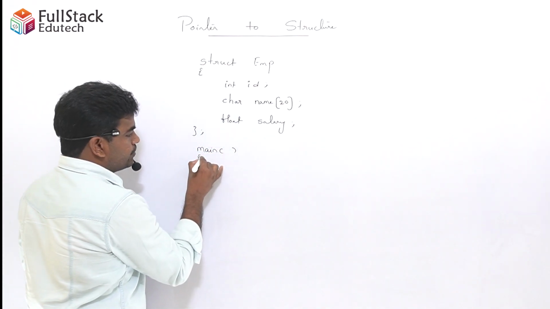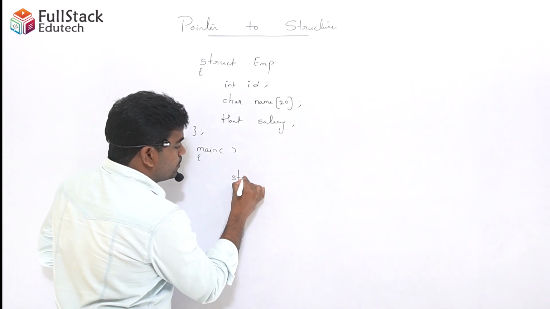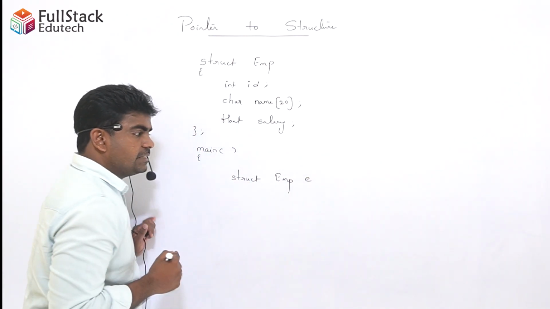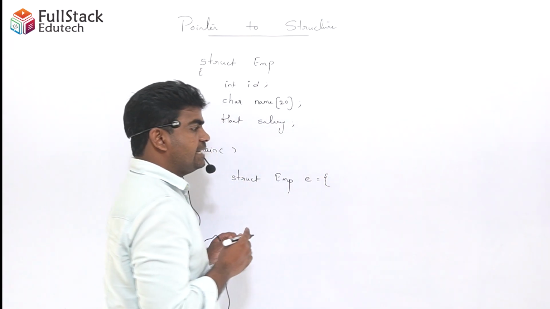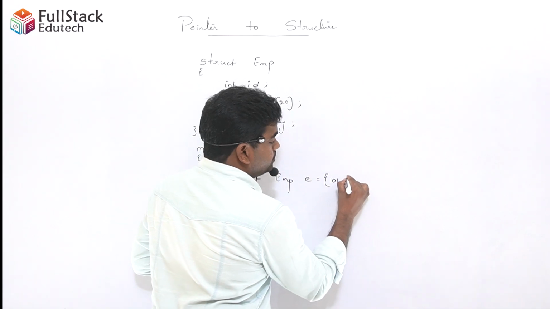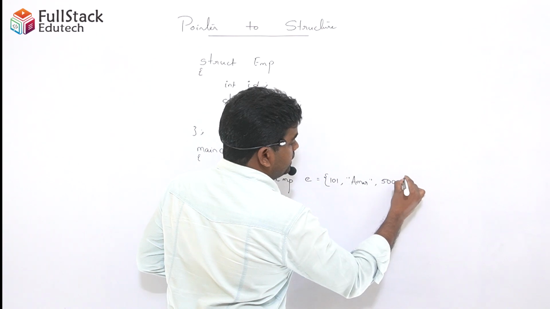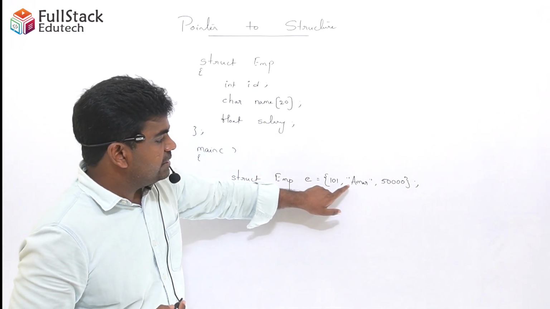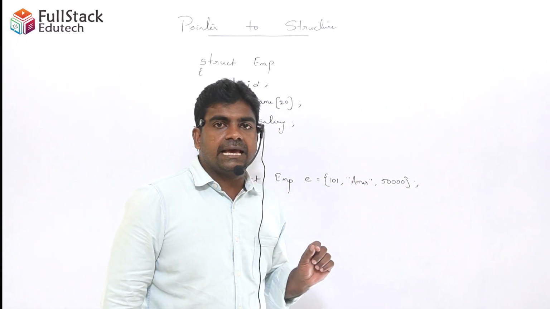Here in the main, I just want to declare one structure variable, struct employee E. Whenever you are declaring the variable, memory will be allocated and we are directly assigning the values. We know this process. Here we have written employee ID, employee name and employee salary like this. In the same order, you need to specify the values directly: employee ID, employee name and employee salary.